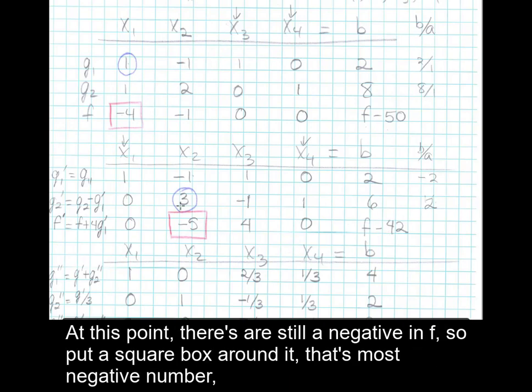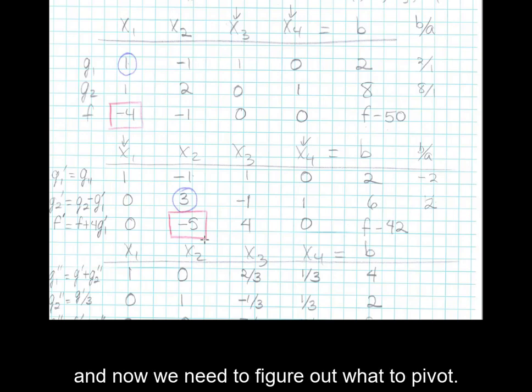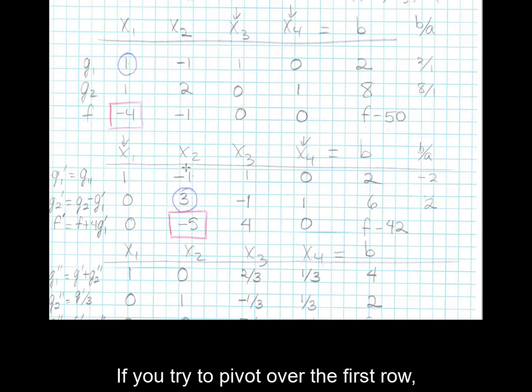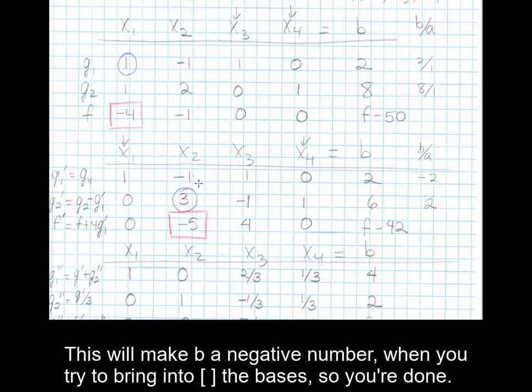At this point, there's still a negative in F. So put a square box around it. That's the most negative number. It's actually the only one. And now we need to figure out what to pivot. If you try to pivot over the first row, what's going to happen is your b over a ratio is -2, and that's a no-go. This will make b a negative number when you try to bring it into the bases, so you're done.